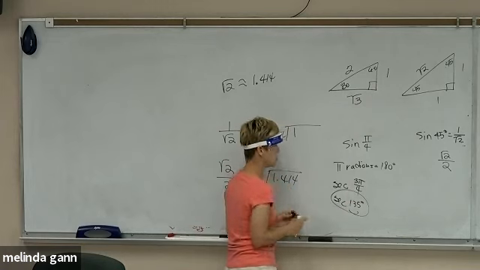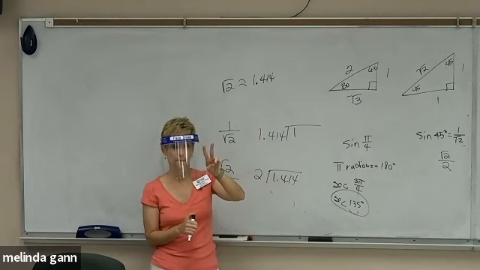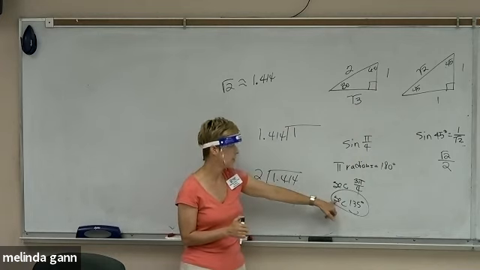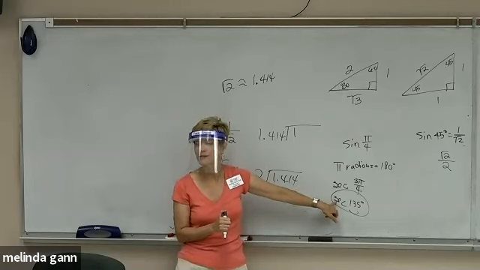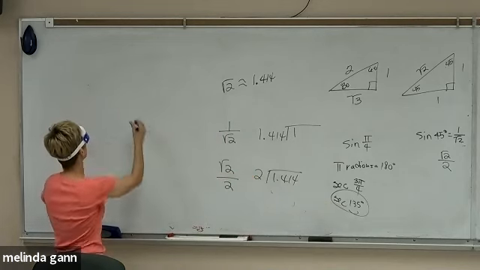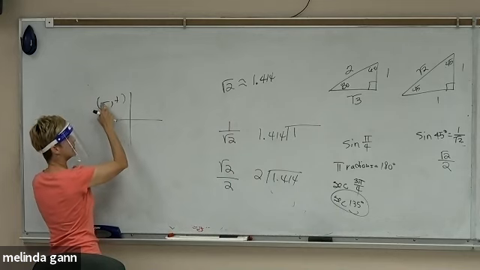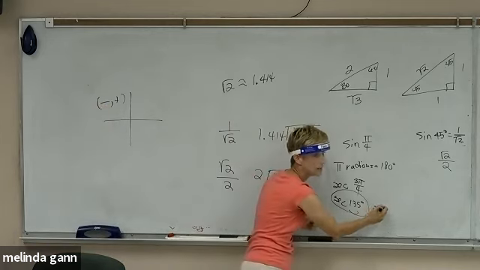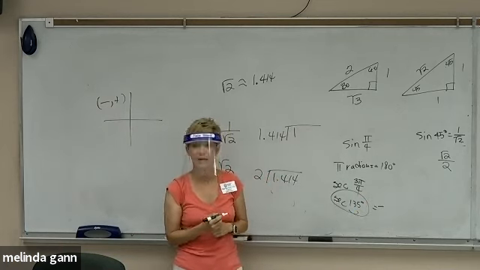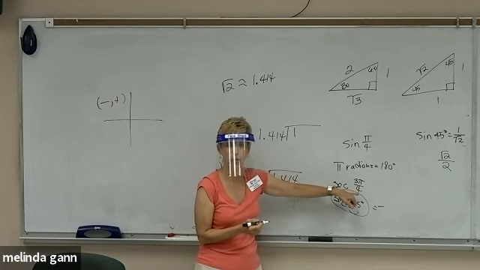So what quadrant are you in? Quadrant 2. Now, what is secant the reciprocal of? Cosine. Does cosine depend on x or y? X. In quadrant 2, look at me, x is what? Negative. So this answer is going to be what? Negative. But now instead, what if it had said cosecant of 3 pi over 4?